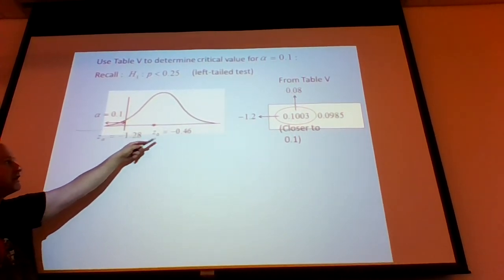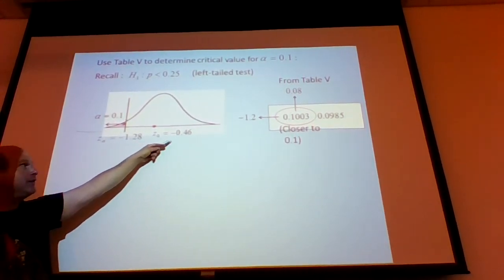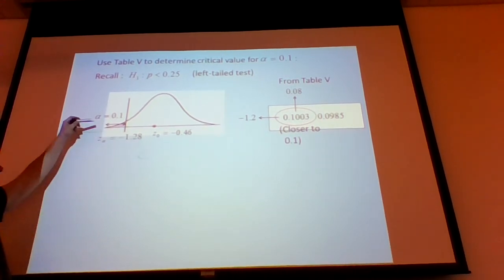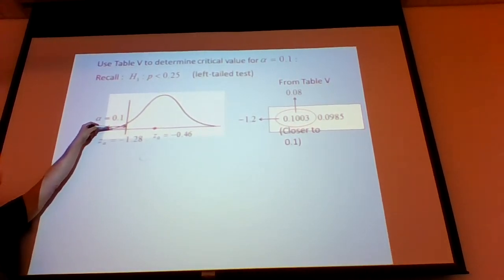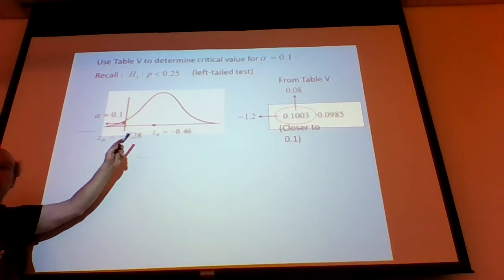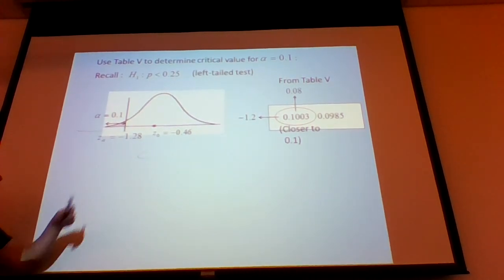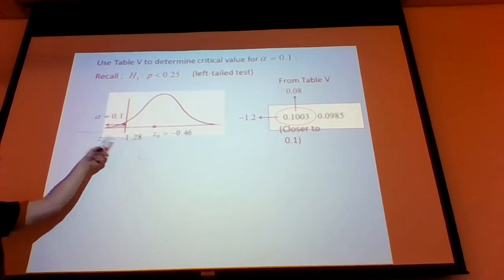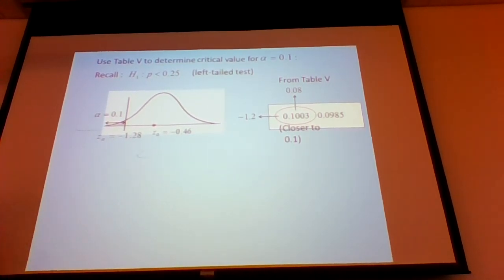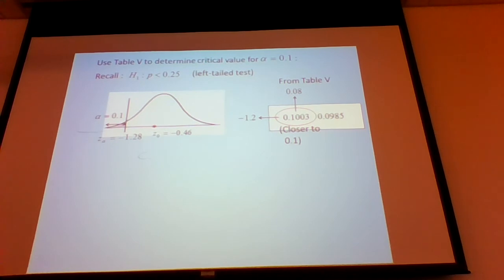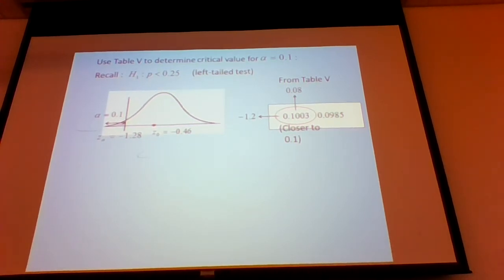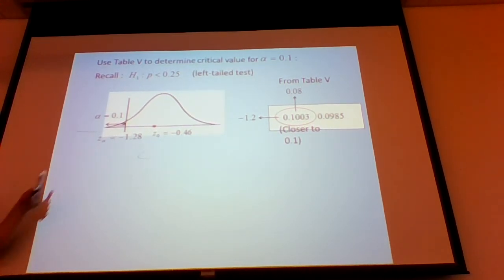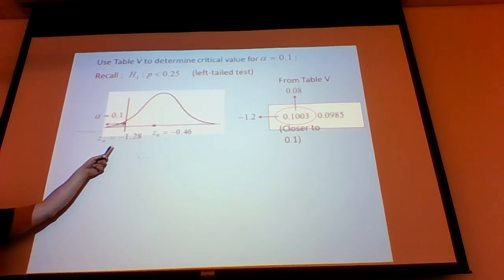In other words, does this number lie to the left? Is this number in this region or is it not? It isn't. It's larger. If you want to compare them numerically, you ask: is this number smaller than this number? The answer is no. So you do not reject the null hypothesis, because in order to do that, your value would have to be more negative than negative 1.28.